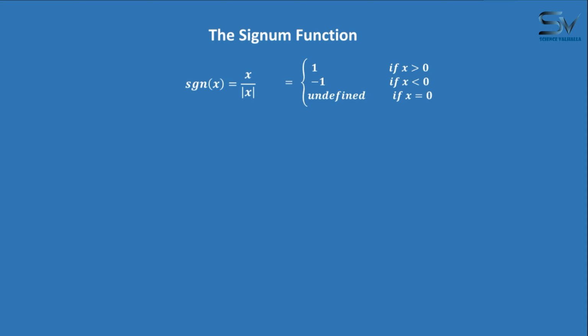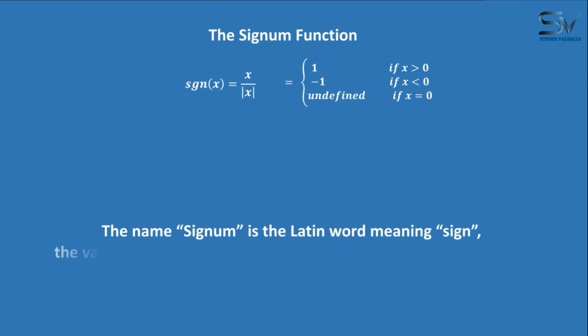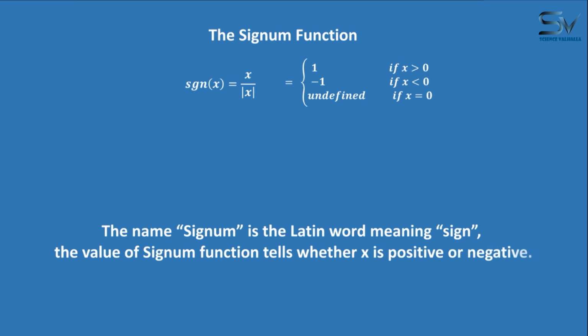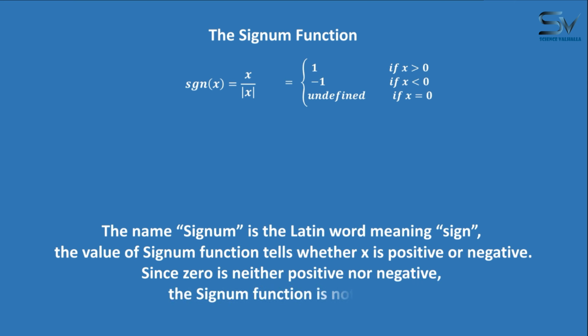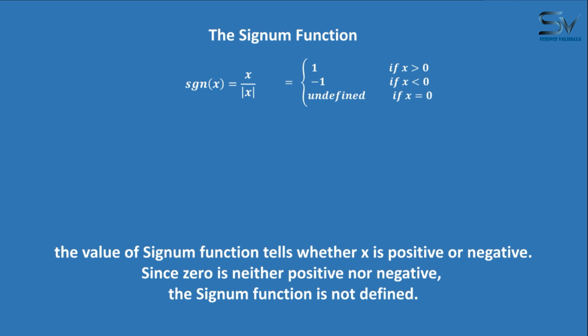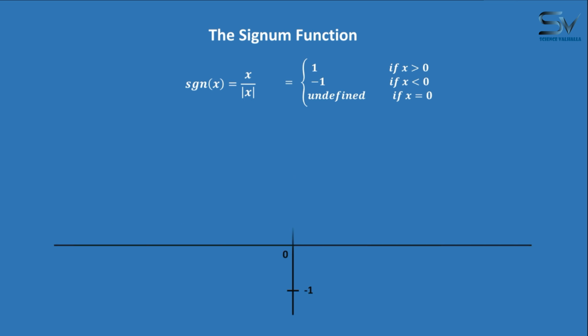Let us now look at the third example, the Signum function. The name signum is the Latin word, meaning sign. The value of the Signum function tells whether x is positive or negative. Since 0 is neither positive nor negative, the Signum function is not defined there. Let's draw the graph of this also, taking the first formula.